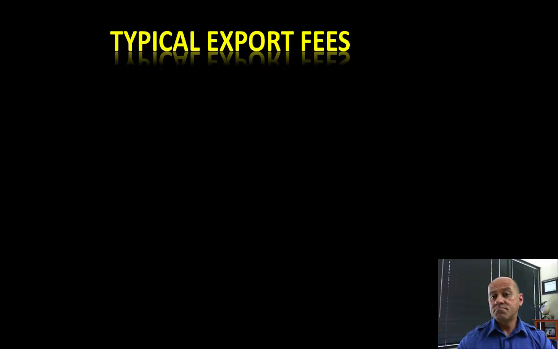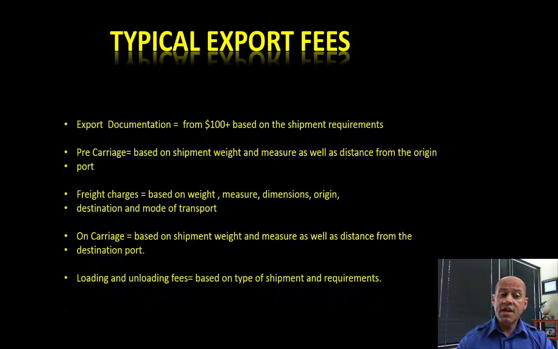So along that line, there's some typical fees that are important to look at. There's export documentation. In this current market, that could be $100 or more, and a lot of those fees are charged through the freight forwarder. Understanding both the weight and measure component, but also the timing component of pre-carriage. In other words, the pickup to the carrier that will ultimately ship the goods. Understanding that freight charges are based on weight and measure, and making sure that you've calculated those correctly.